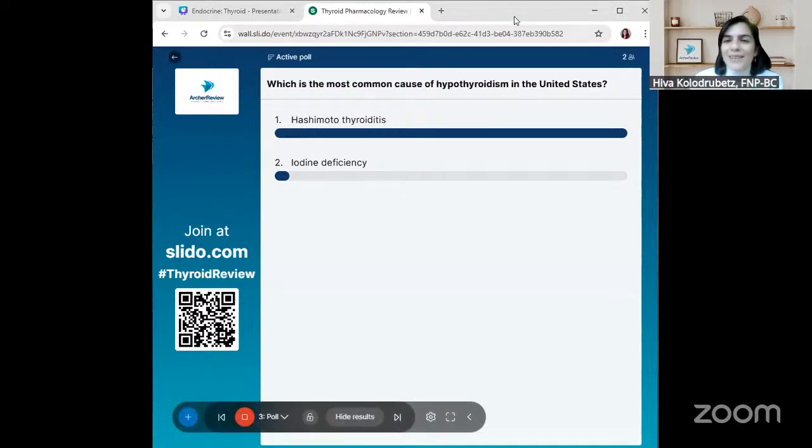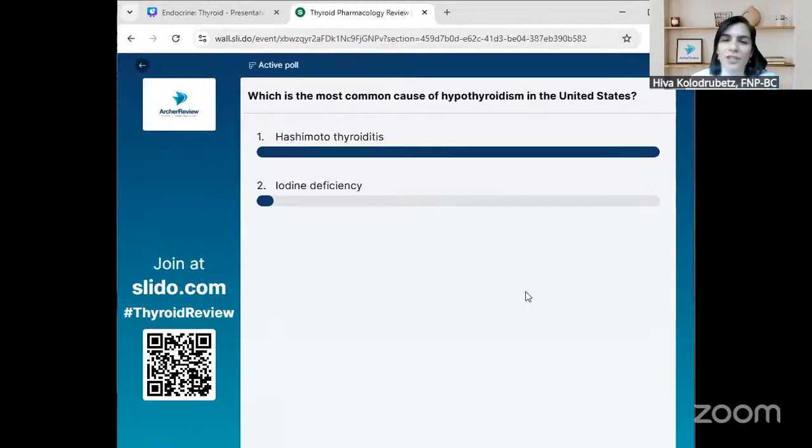And it looks like you guys are weighing in. I see a couple people thinking about it. But what do you think? Is it Hashimoto's or iodine deficiency? Out of the two, which is the most common here in the US? Or we can even say the Western Hemisphere.